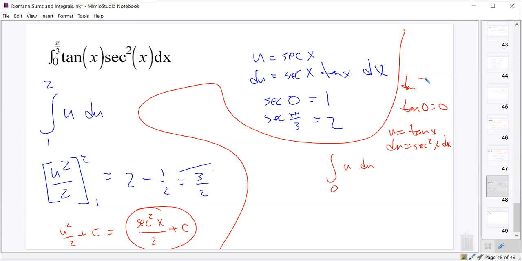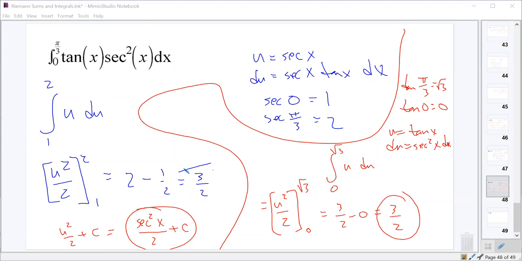And tangent of pi over 3 is what? Root 3. So we would have had an integral from 0 to root 3 of u, which hopefully better come out to be 3/2 still, yeah? Let's see, that should be u squared over 2 from 0 to root 3, which would be 3/2 minus 0, or just 3/2. True? So on one end we got 3/2, and on the other end we got 3/2.